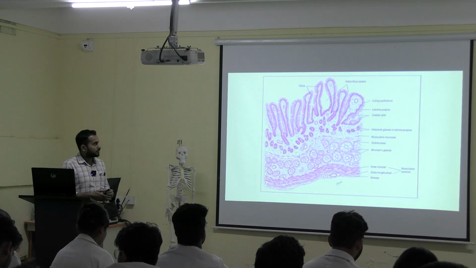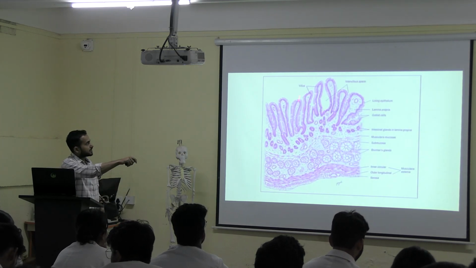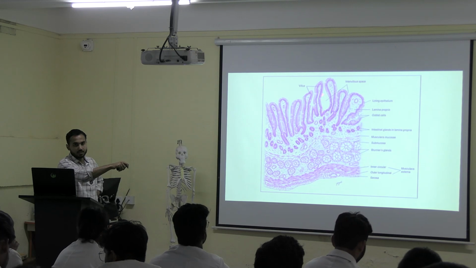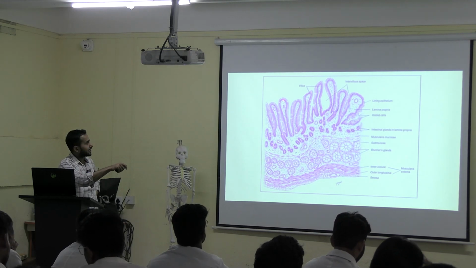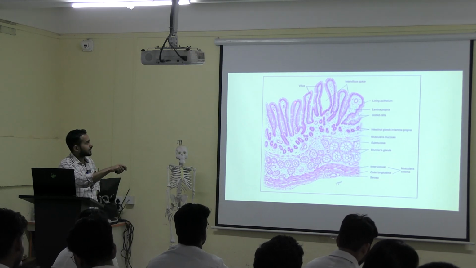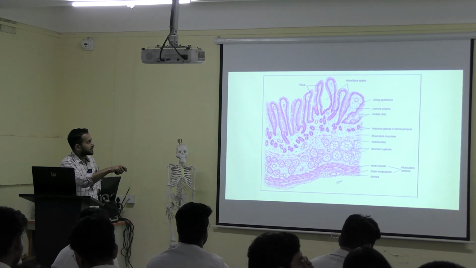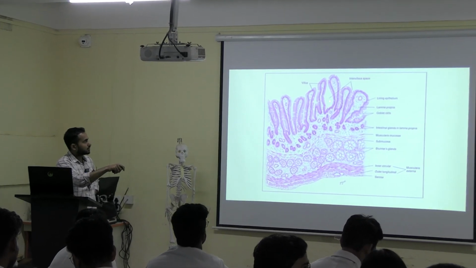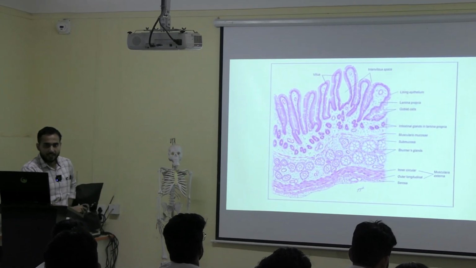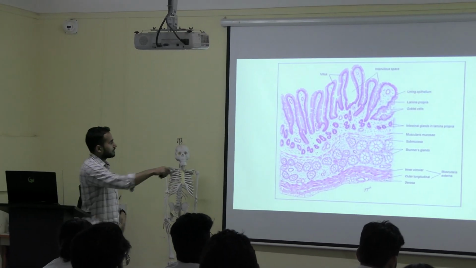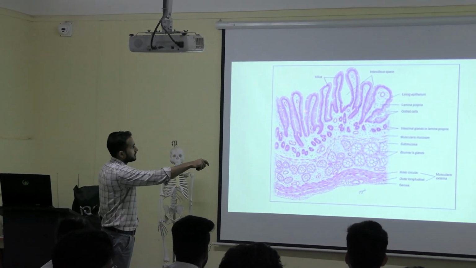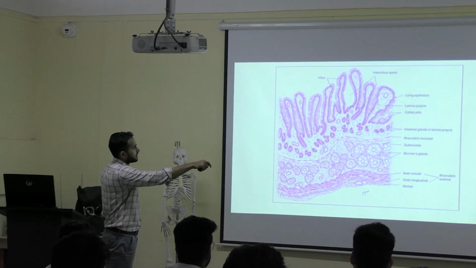Now here is the diagram. Here you can see the villi. This is one villus, this is one villus, this is one villus. In between them, can you see the space? These are the intervillar spaces. Next, this is the lining epithelium, see, this is the lining epithelium.